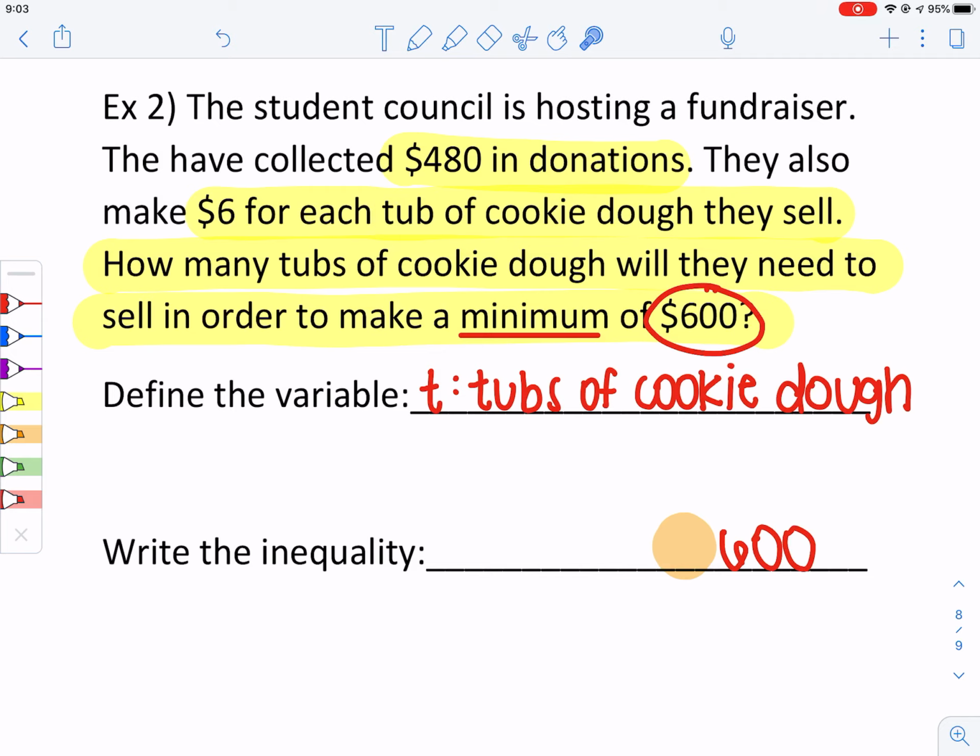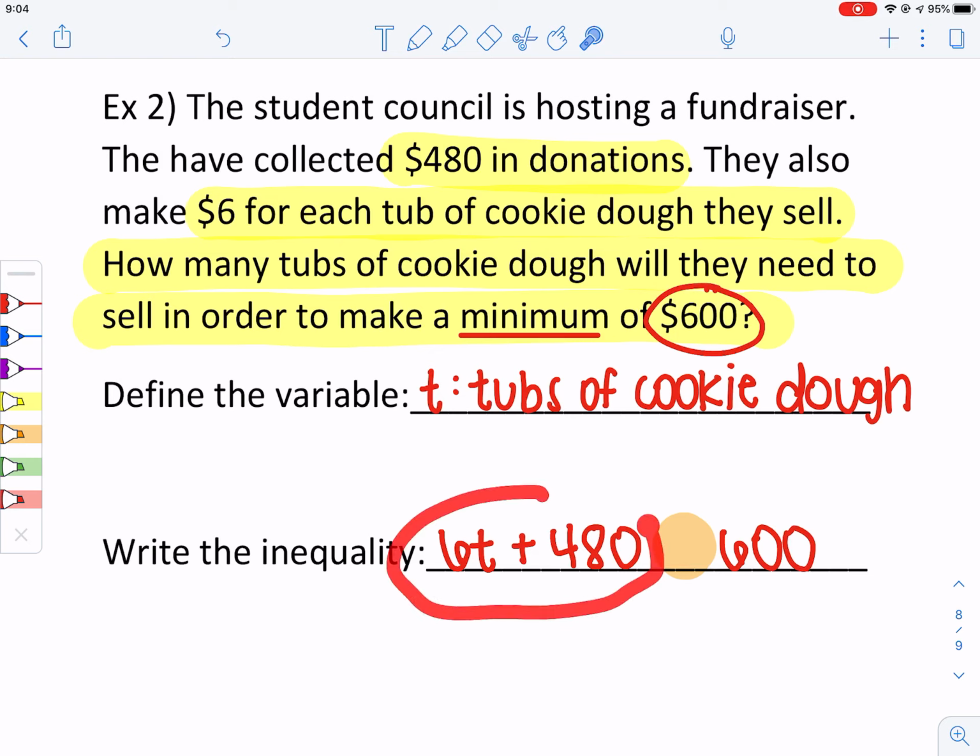So if T stands for tubs of cookie dough, look in your problem: do they make $4.80 for each tub of cookie dough, or $6 for each tub? We already used the 600, so we can't use that again. It says they make $6 for each tub, so I'm going to put 6T. And they also have already made $480 in donations, and that's just a fixed amount. So that's just a set amount they have in donations.